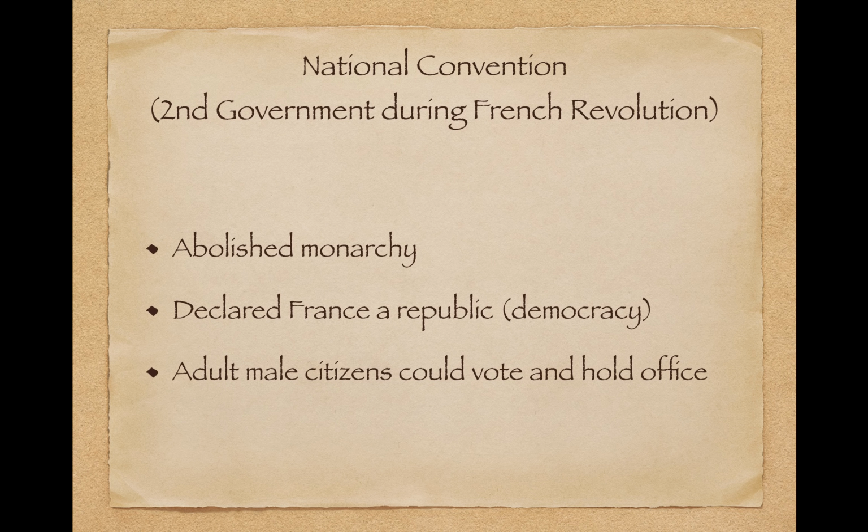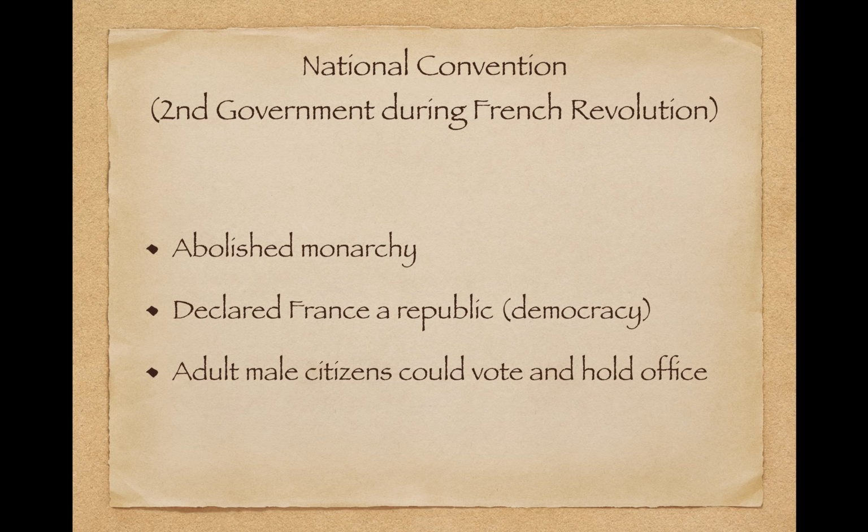And what they end up doing is they create a new government, which is the second government during the French Revolution, known as the National Convention. And the first thing that the National Convention does is abolish the monarchy altogether. So before I mentioned they dispose the king, so they no longer look at him anymore. They no longer have a king. Louis, once again, is just a regular French citizen. And they also declare France a republic.